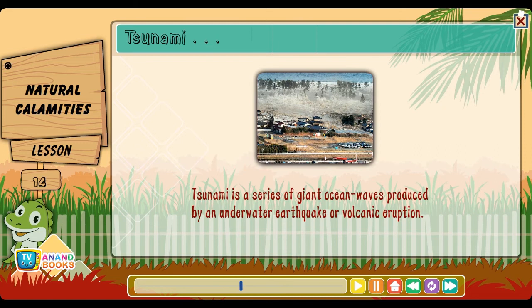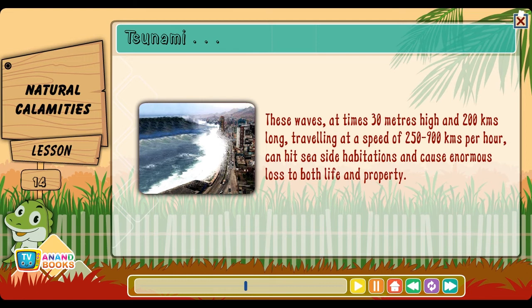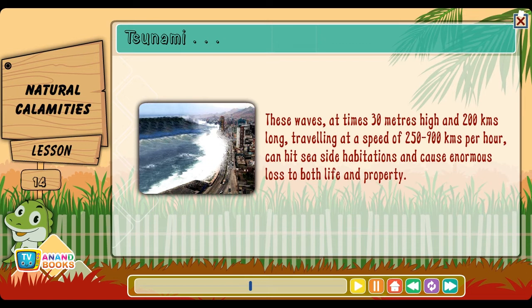Tsunami. Tsunami is a series of giant ocean waves produced by an underwater earthquake or volcanic eruption. These waves, at times 30 meters high and 200 kilometers long, traveling at a speed of 250 to 900 kilometers per hour, can hit seaside habitations and cause enormous loss to both life and property.